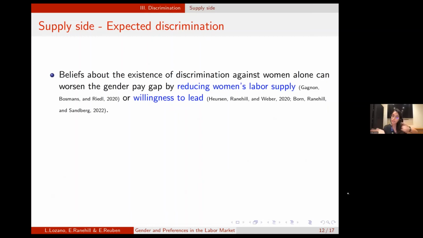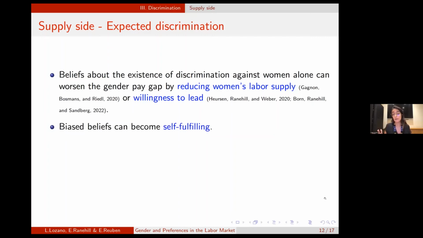Now, most of the literature in experimental economics, and in general on discrimination, has focused on the demand side, but it seems to be also very important to understand what is going on on the supply side, especially because beliefs about the existence of discrimination in the first place can affect the gender gap by reducing women's labor supply, or, for instance, also willingness to lead.